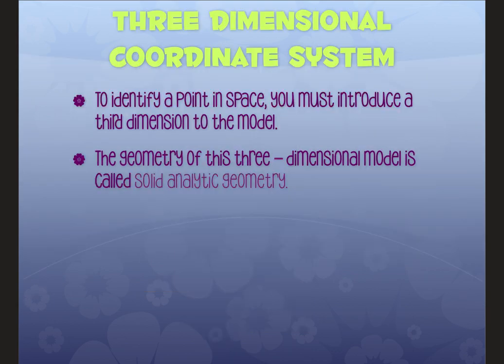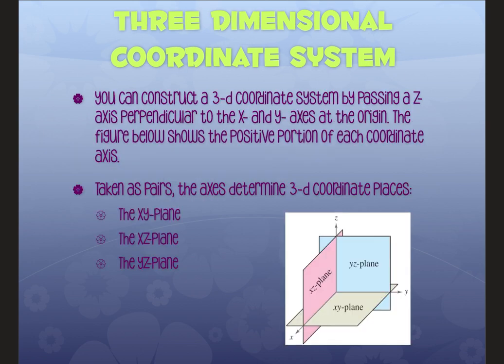Okay. So first thing is that to identify a point in space, so we're saying space because we're now taking something, instead of just going up, down, right, and left with it, we're going forward, back. So you're adding the third dimension. The geometry of this three-dimensional model is called solid analytical geometry. So when you hear the term analytical geometry, it means you're bringing in a third variable or a third dimension, which is z.